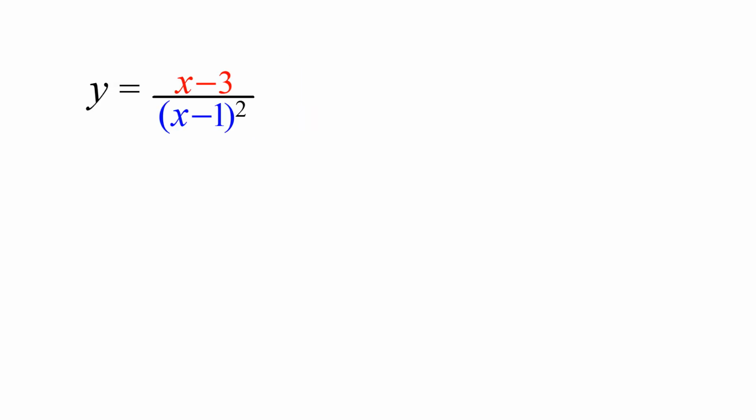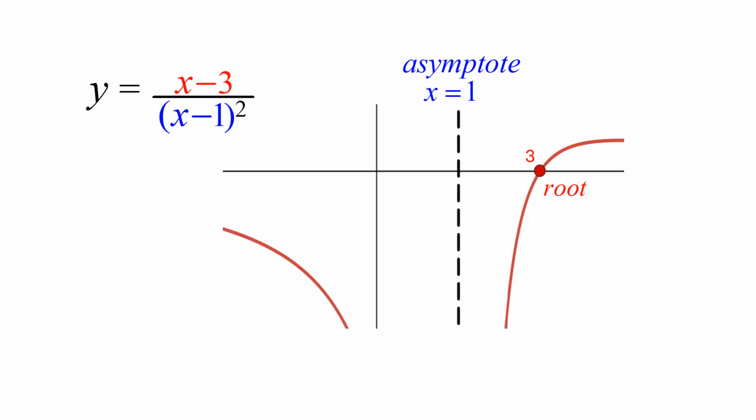Here's another example. Single root when x is 3, and asymptote when x is 1. However, that asymptote linear term is squared. So as we approach the asymptote from the left, the sign was negative. We pick up our pencil, we cross the asymptote, the sign remains negative.